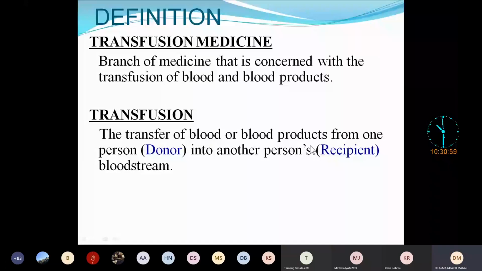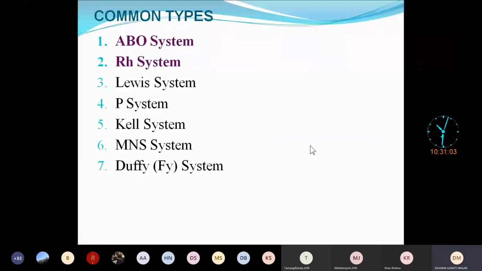So now we'll come to the common types of the blood group systems. Here there are different blood group systems, but we only require the ABO and then the Rh system. Still, whenever there is a practical, we'll be asking you questions, like whenever the blood grouping is done at that time.